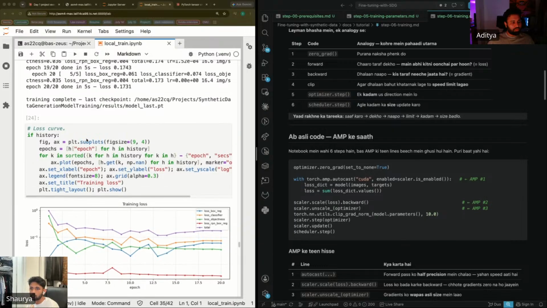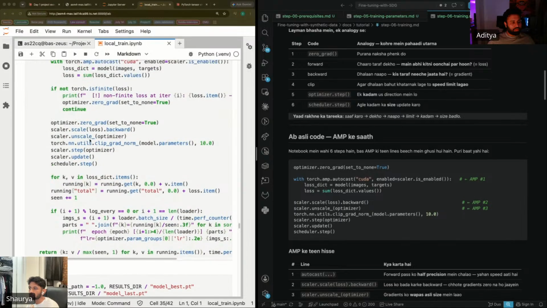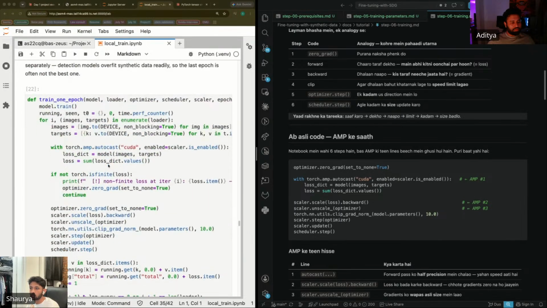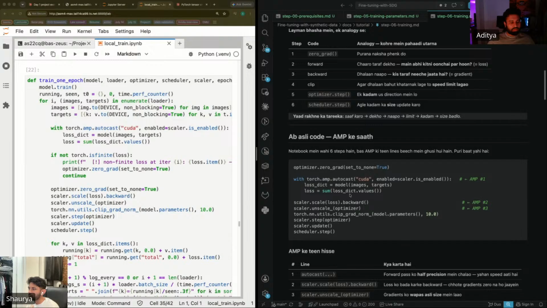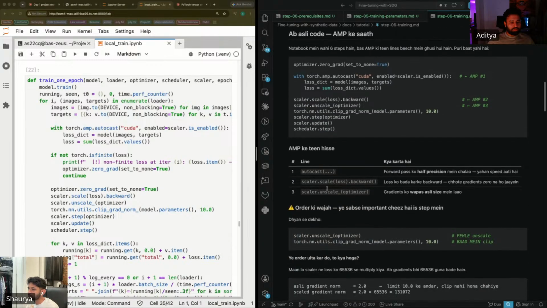AMP with torch.amp. Oh, this one. Okay, so run the forward pass in half precision with autocast. This is what this is doing, I am guessing.